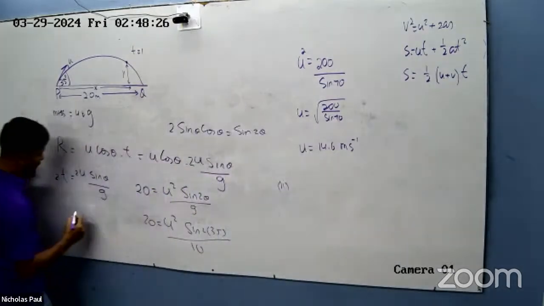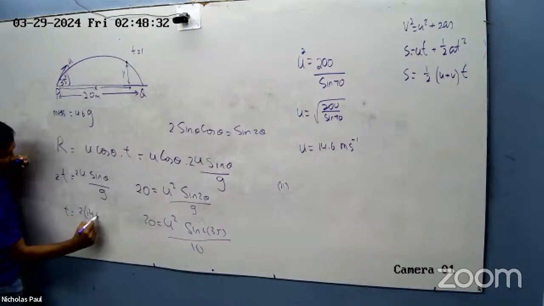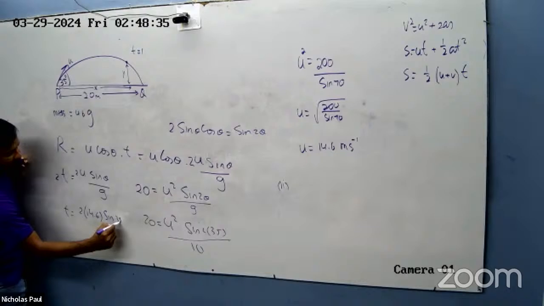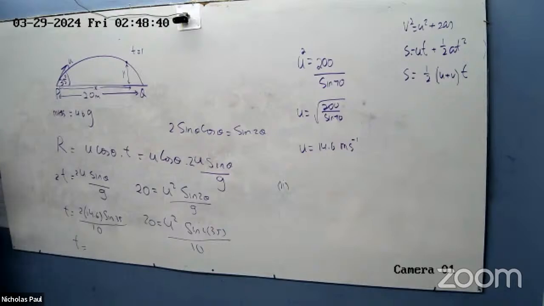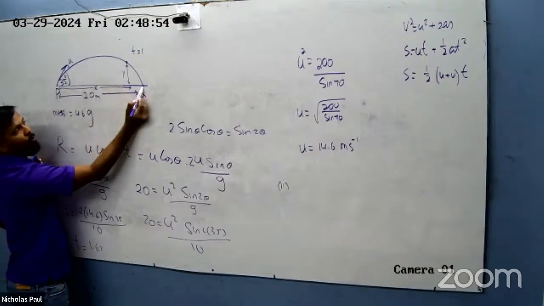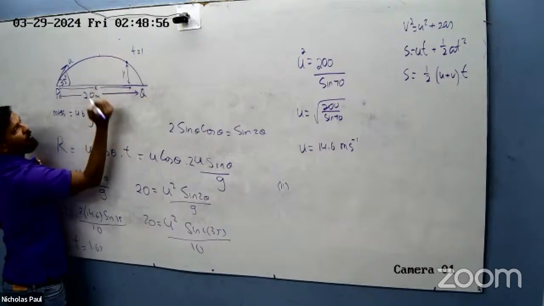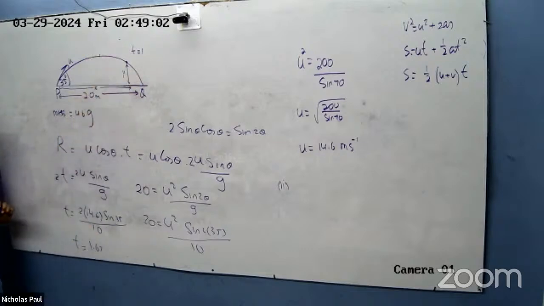Just do me a favor now. Just tell me what this was: 2 by 14.6 sine 35 all over 10. 1.67, right. So the whole journey took 1.67. Halfway is less than this, right? So 1 is somewhere on this side. So let us find y and x.